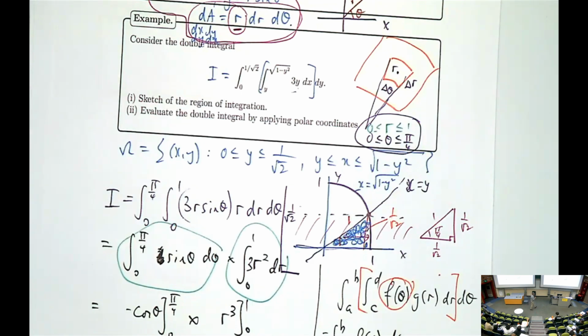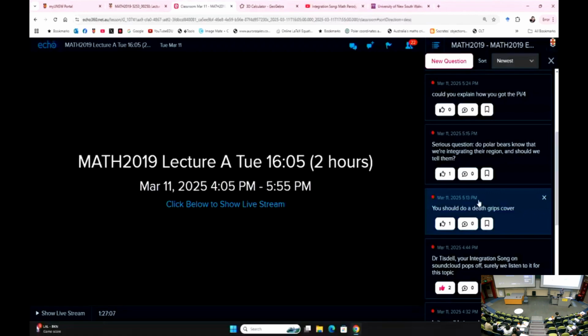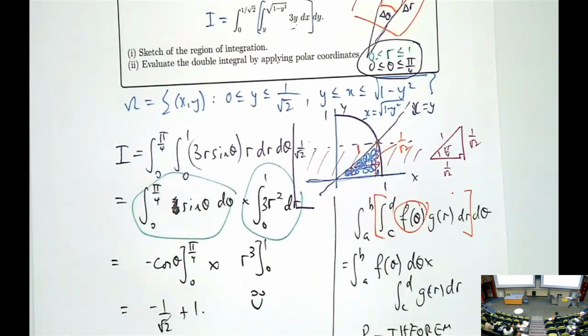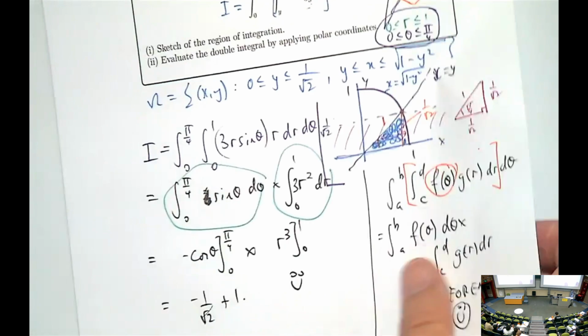Other questions? Other questions? Oh, this is great. Do polar bears know that we're integrating their region? And I don't know where polar comes from. Does anybody know where the term polar in polar coordinates comes from? I don't know. Tell me if you know. I'd like to know. All right. So that's a sort of standard entry one.